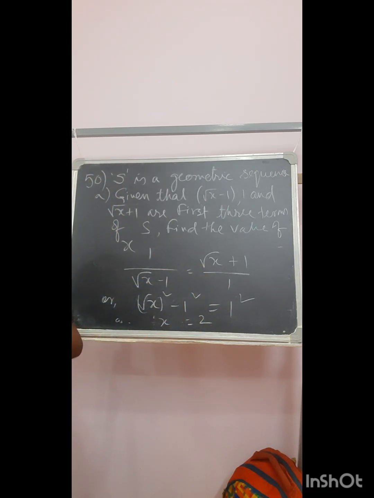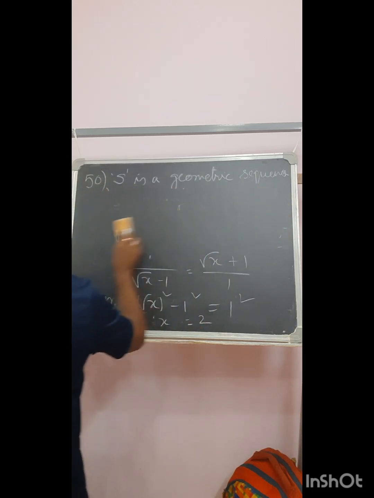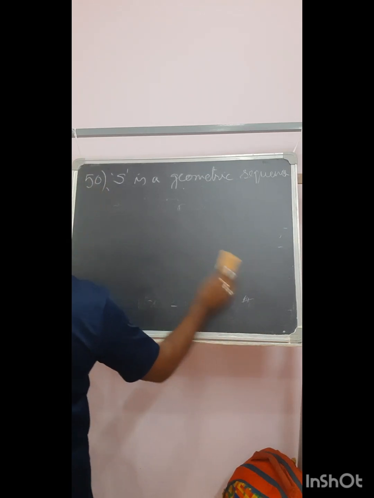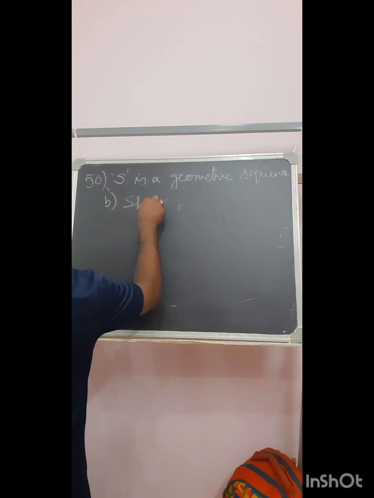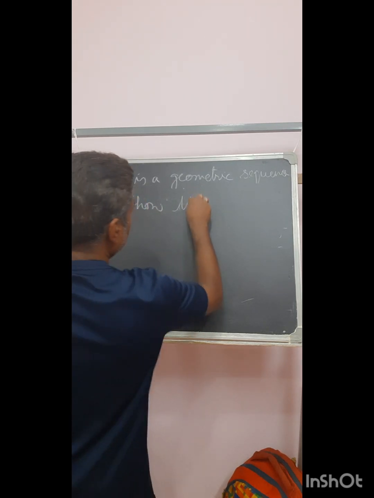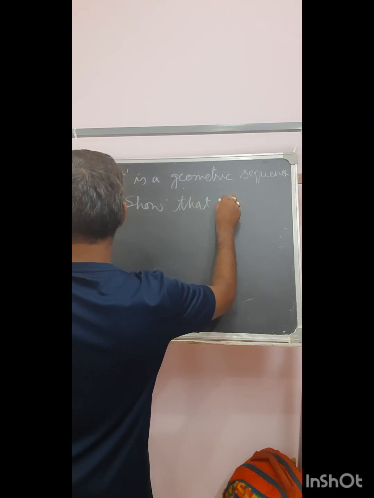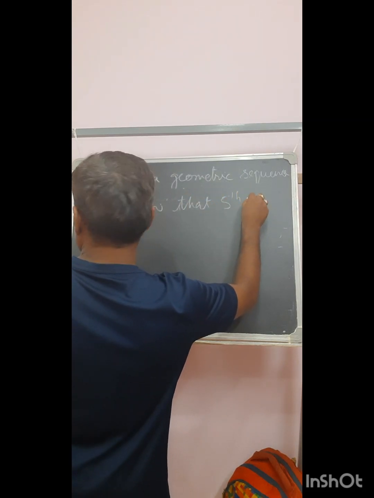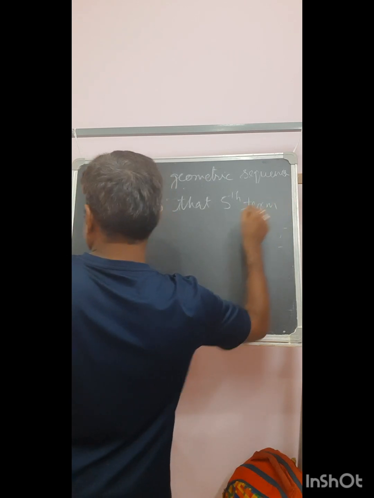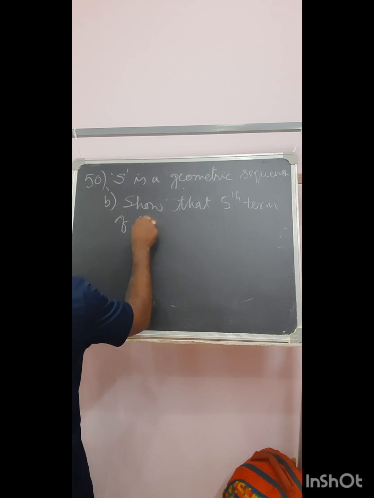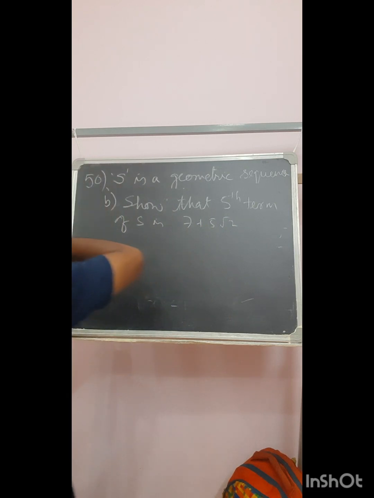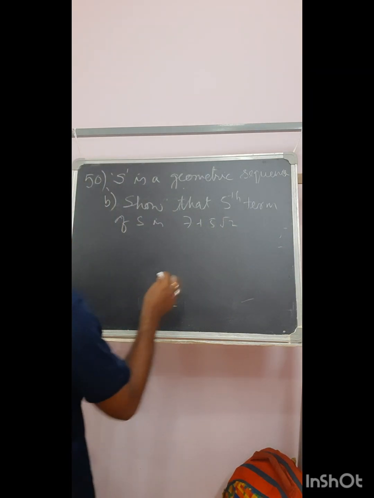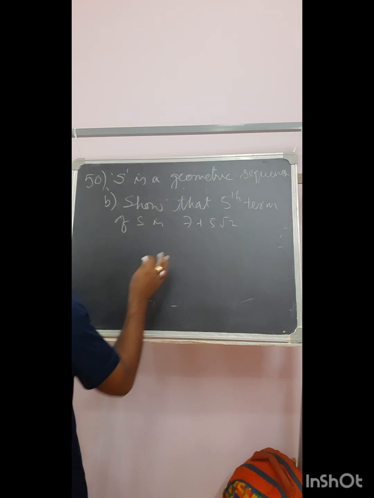Okay. The next part of that is, if that also implies that S is a geometric series, then next you need to show that the fifth term of S is 7 plus 5 root 2. Now this is a bit theoretical. You have to understand how I have to reach there.